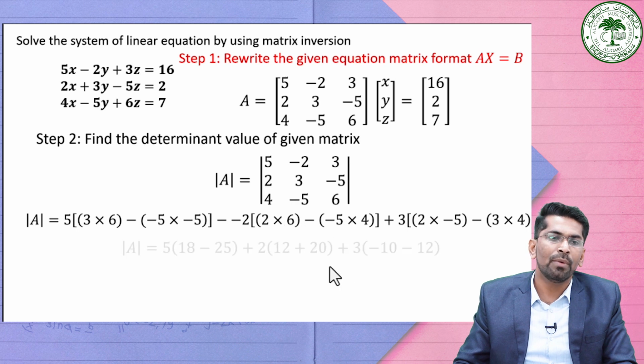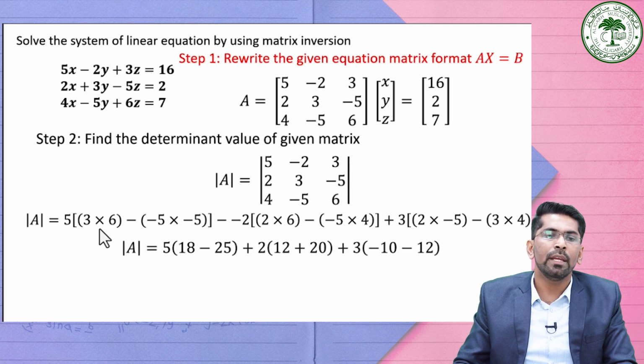If we go for simplifying it, then 5 into 3 into 6 is 18, minus 5 into minus 5 is plus 25. So here already minus here. So we can say that it is 18 minus 25, plus minus 2, that is plus 2, into 2 into 6, which is 12, minus 5 into 4, which is 20, plus 3 into 2 into minus 5, which is minus 10, minus 3 into 4, which is 12. So it will become minus 12.